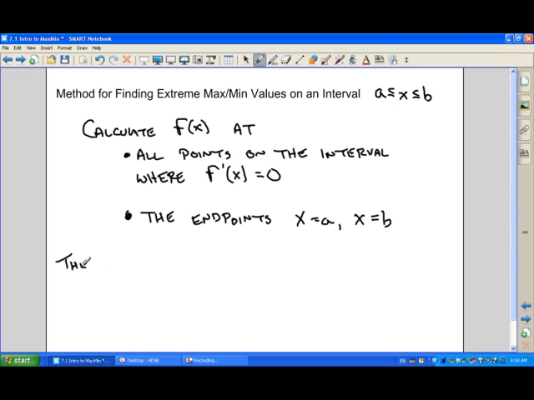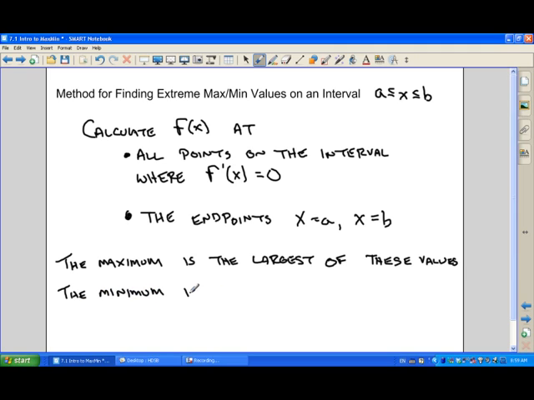The absolute maximum will be the largest of these values, and the minimum, the absolute minimum, is the smallest of these values. So let's practice that.